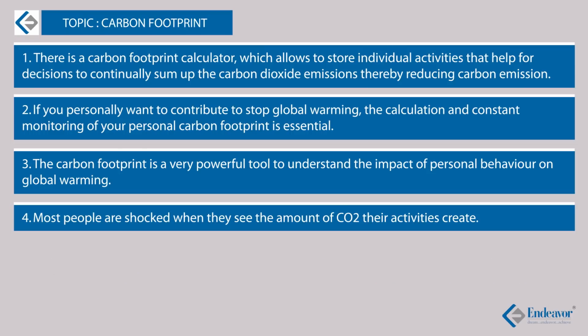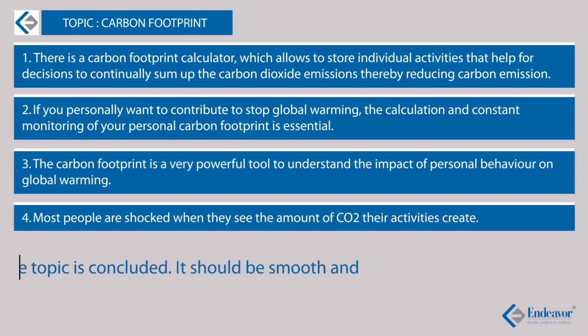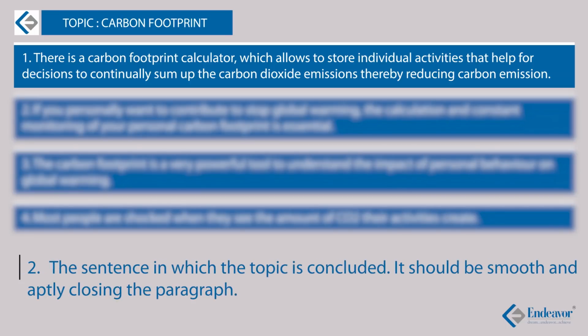If you look at the sentences carefully, the closing sentence appears to be sentence number 1, that is, there is a carbon footprint calculator which allows to store individual activities that help for decisions to continually sum up the carbon dioxide emissions, thereby reducing carbon emission. The purpose of carbon footprint was to calculate and contribute to the reduction of carbon emission. This purpose is achieved in the first sentence and this becomes the concluding sentence. Hope this is clear.